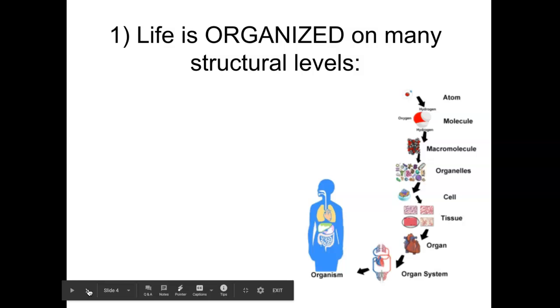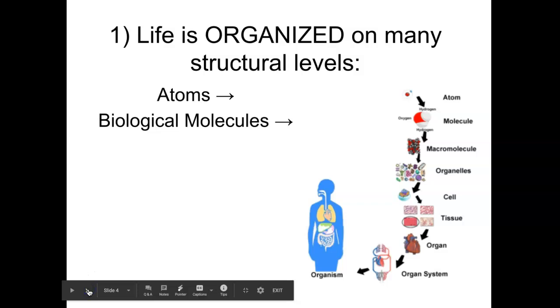Number 1, the first theme is life is organized on many structural levels. Okay, so from small to big, each different level is very organized. So I'm going to explain each level. Atoms are the smallest level. Atoms are the basic unit of matter. They are not considered alive, but they make up everything, right?